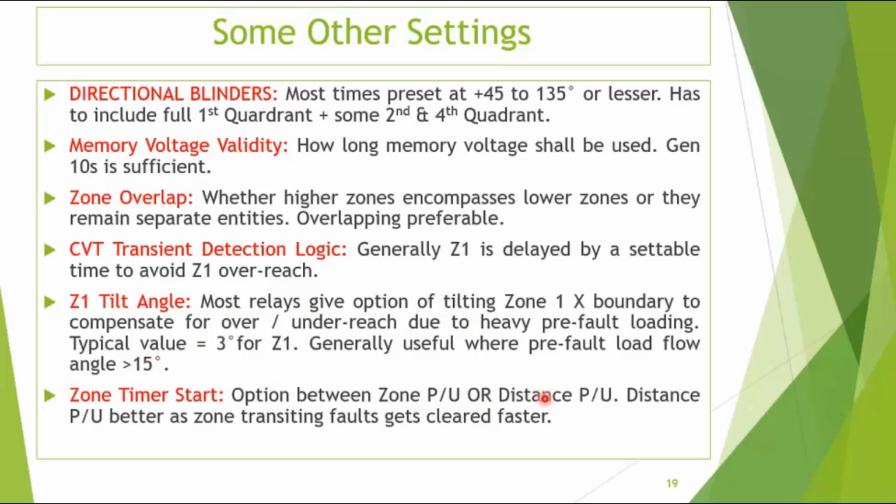This means that whenever I have a fault in zone 1, my zone 2, zone 3 timers are also starting. I have a distance pickup also. By the meaning of zone pickup, I mean if I have a fault transiting into zone 2, then only my zone 2 timer will start. So I have a fault coming from zone 3 to zone 2 to zone 1. Okay, then what will happen?